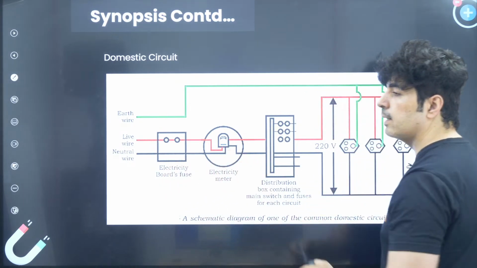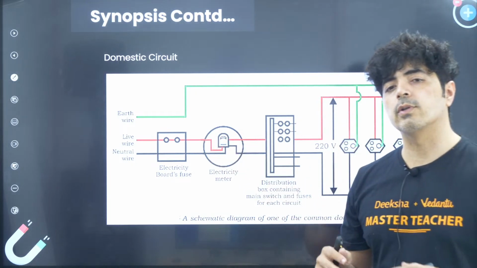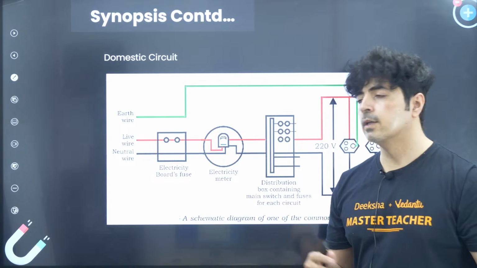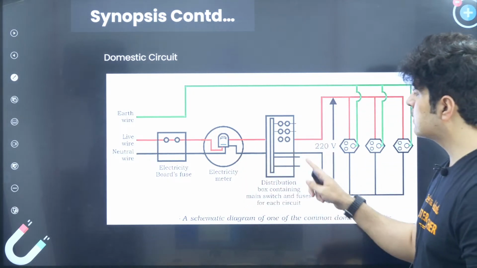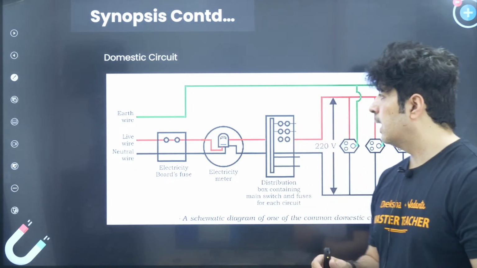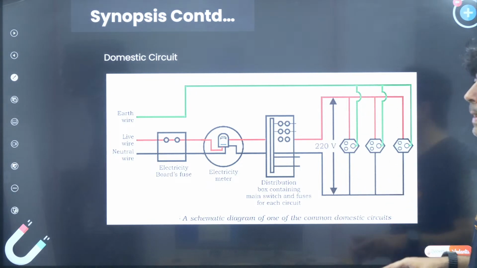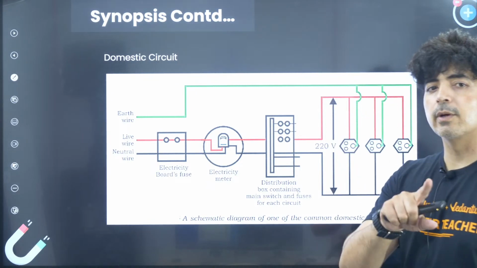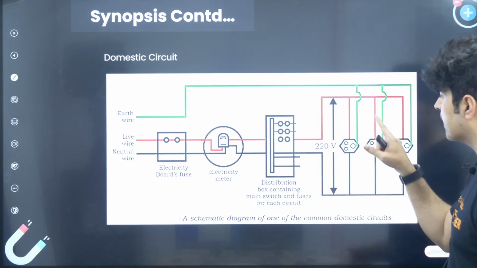Next is your meter. In this meter it is noted how much electricity has come to you, so that you have to pay a bill. This is your electricity meter. After this there is a distribution box, with a lot of switches, followed by all the appliances, which are put in parallel. I hope everybody knows what parallel is from the current electricity chapter. All the appliances are put in parallel.